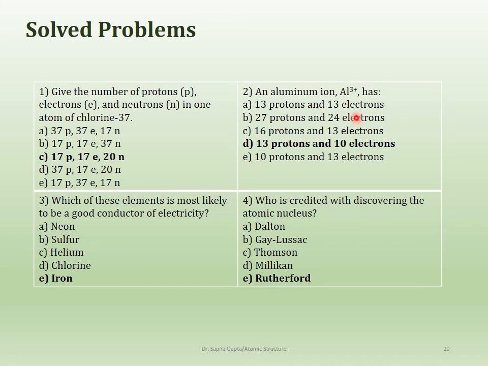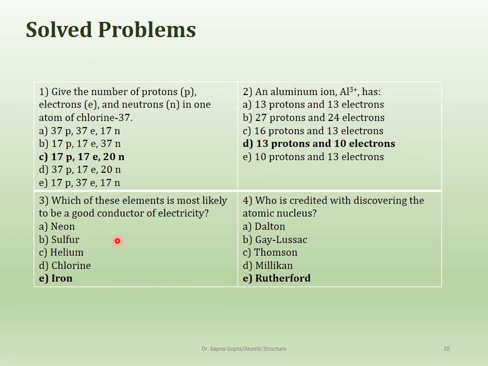The atomic number is 13, so really B, C, and E will completely go away. You can eliminate those completely from there. 13 protons and 13 electrons means that it does not have a charge on it. The aluminum does not have a charge because these two particles are equal in number.